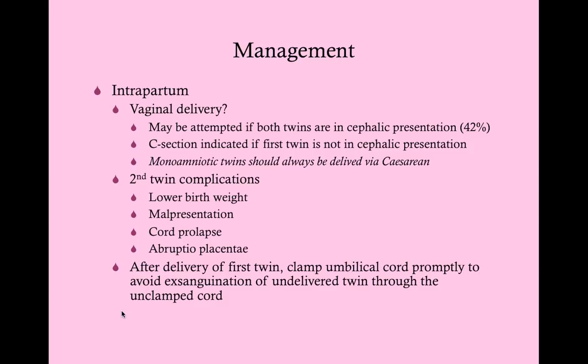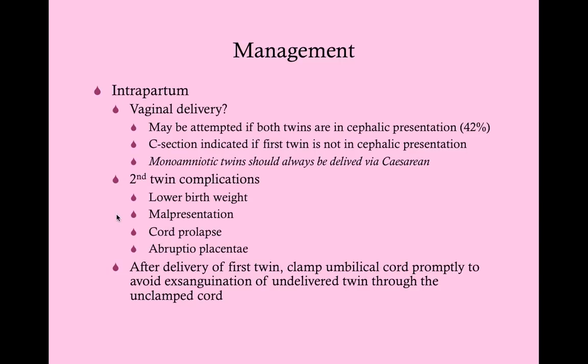Now, never will you do a vaginal delivery if the presenting twin is not in cephalic presentation. In that case, you will always go on to C-sections. You'll also always do C-sections if you have monoamniotic twins. And the reason is because when the first twin is delivered, there's a strong possibility that the cord of the second twin will come down and you'll have an umbilical cord prolapse. And that is a huge obstetric emergency. So we just do cesarean sections for all monoamniotic twins.